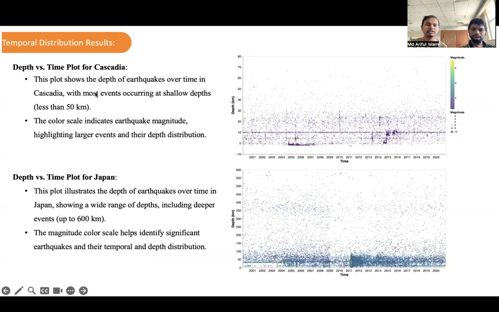We also plotted the depth versus time in Japan and Cascadia over 20 years. So we can see if over time there is any change in the depth at which the earthquakes occur. Here we can see the depths are all dispersed in all depths. So there is no change in the depth of earthquake occurrence with time, but we can see that the maximum depth in Cascadia is about 80 kilometers, whereas in Japan it goes up to 600 kilometers. So it's a very big difference in both areas.